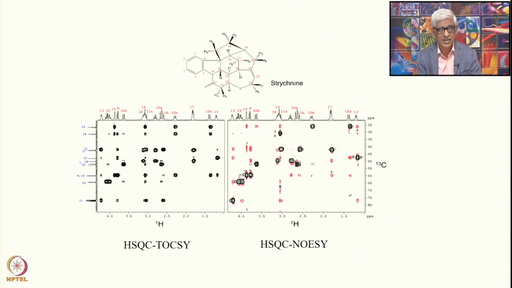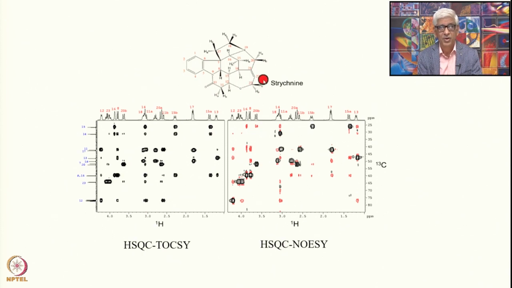Okay. Let us see an example here. So here is an example of a small molecule. This is strychnine, this is some kind of a drug I guess. So this is a molecule which has been investigated in detail. It is a very complex molecule. So you have so many protons here, all the protons are numbered here.